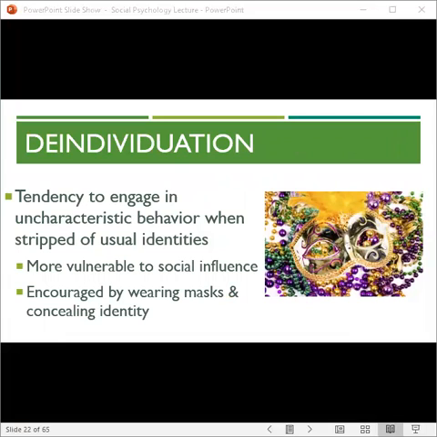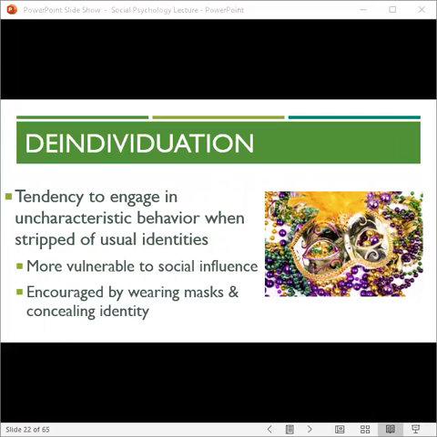One process that can make us more vulnerable to conformity is de-individuation, which is the tendency of people to engage in uncharacteristic behavior when they're stripped of their usual identities. De-individuation theory was developed to explain the violence and irrationality of crowds. So how does a group of seemingly normal individuals become an unruly mob?